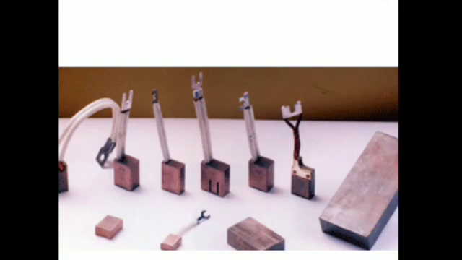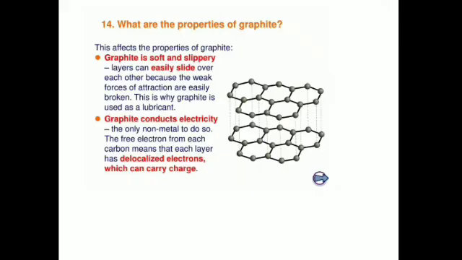This graphite is also used in making carbon brushes for electric motors. These are the brushes which are used in electric motors. Apart from this, graphite is also used as a moderator, that is, it is used to slow down the speed of neutrons in nuclear reactors. Is it clear? So these are the different uses of graphite.